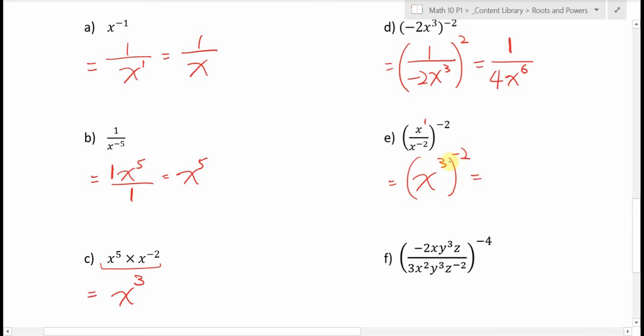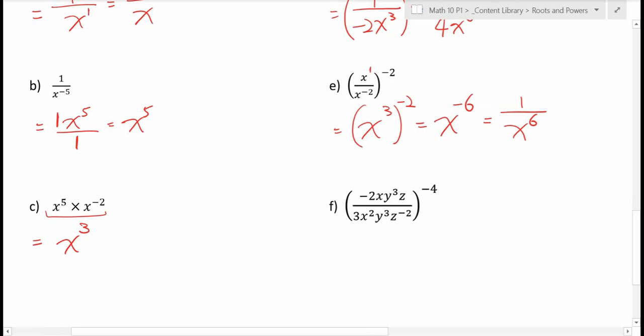You could actually multiply this out first because this is a power of a power. That's going to be x to the negative 6. And now, because of the negative exponent, we are going to move x to the denominator. So your final answer is 1 over x to the 6.